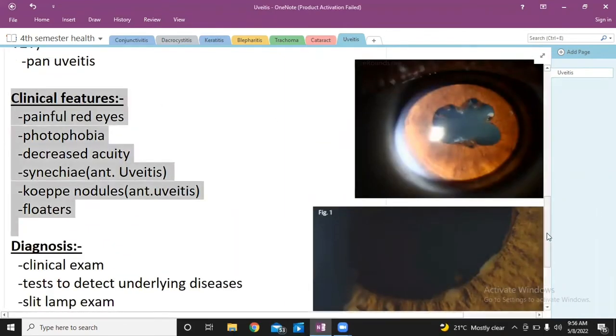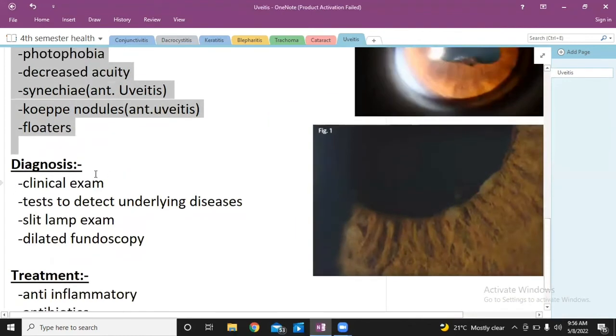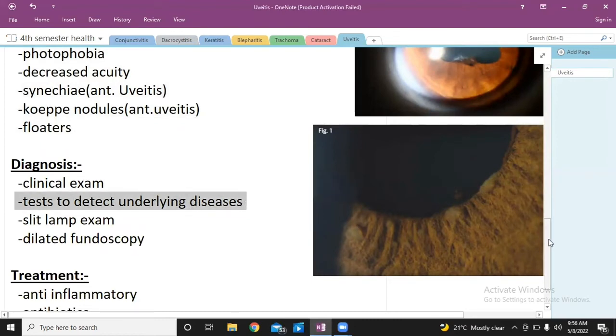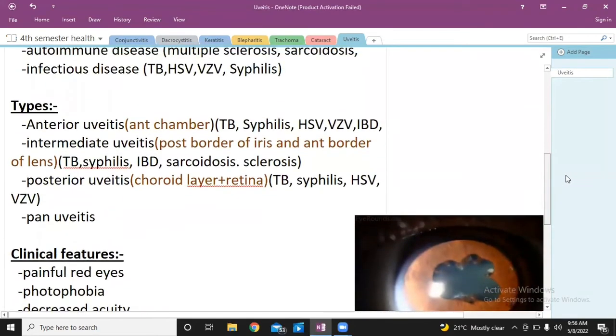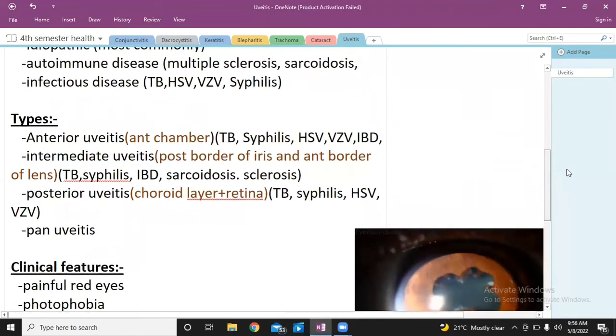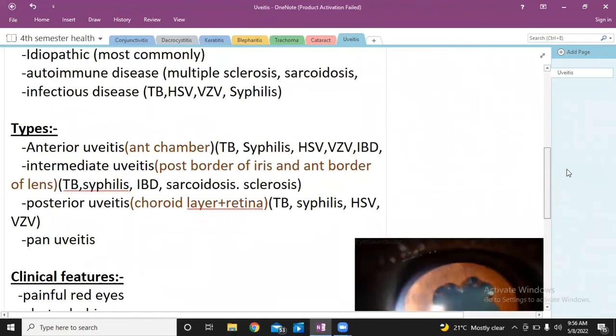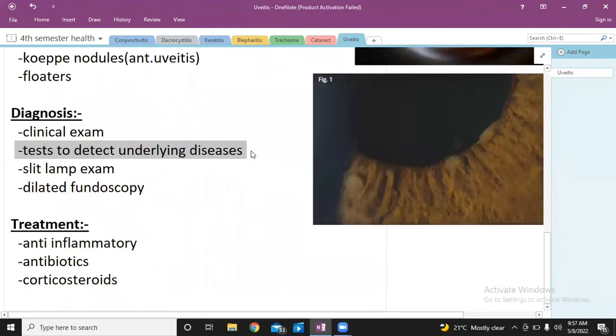Okay, now how do you make the diagnosis? Diagnosis is usually made clinically by doing clinical examination and looking for signs like these, and then you have to run some tests to detect the underlying diseases. As I have said, uveitis has no definite cause, but can be associated with other diseases like tuberculosis, like syphilis, like IBD, and some autoimmune diseases like multiple sclerosis and sarcoidosis. So you have to run tests based on these things.